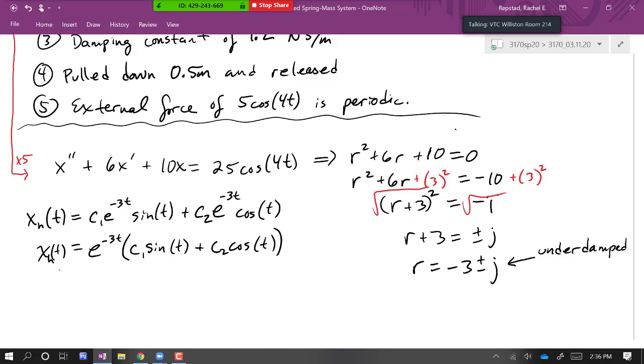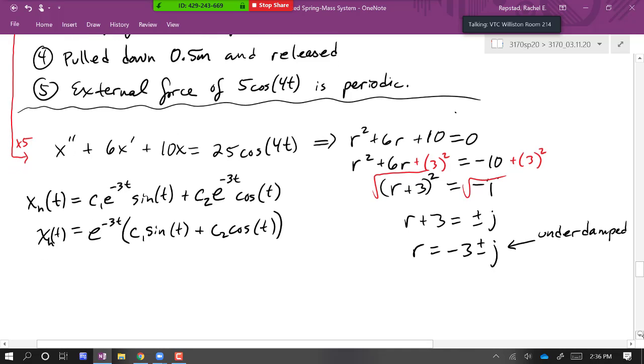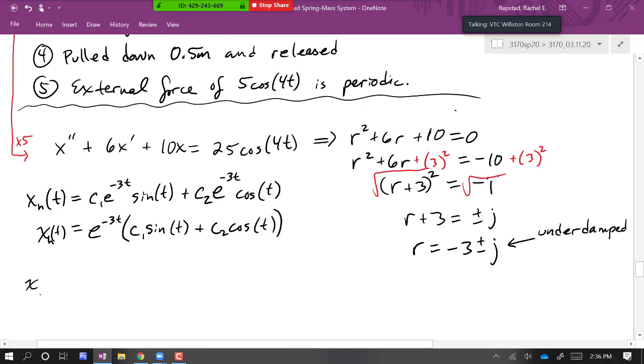What do we do now? We have our homogeneous. Find the particular. Yeah. What form does the particular take on? What do we look at?